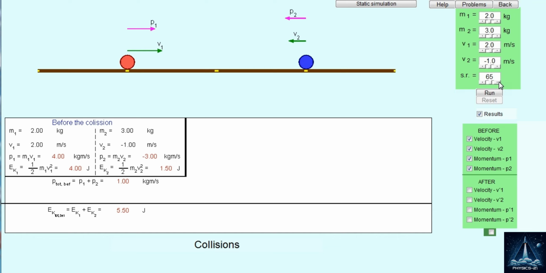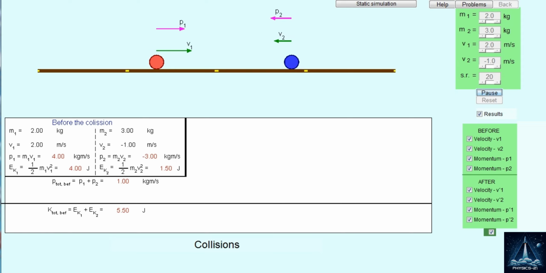The parameter SR, simulation rate, denotes the rate of motion simulation. We observe the central elastic collision of two spheres. The velocity and momentum vectors of each sphere are displayed.